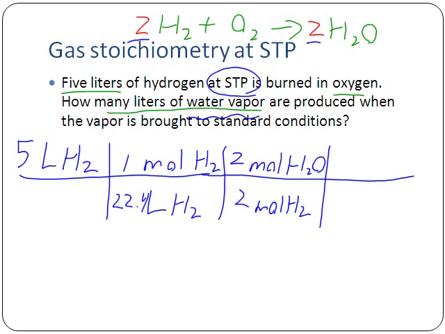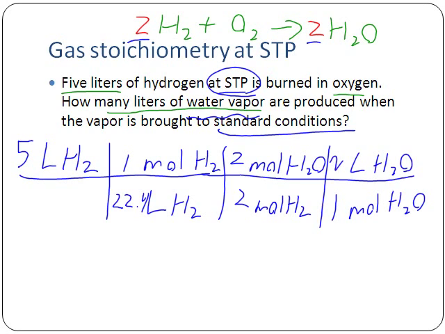And so now we want to go from moles of H2O to liters of water vapor. Well, in this case, what are the conditions? Same question came up as we did before. Originally our 5 liters of hydrogen were at STP, but what about afterwards? How many liters of water vapor are produced when the vapor is brought to standard conditions? So standard conditions tell us this is going to end up at STP too. And since it's also going to end up at STP, we know that 1 mole is equal to 22.4 liters of water vapor.